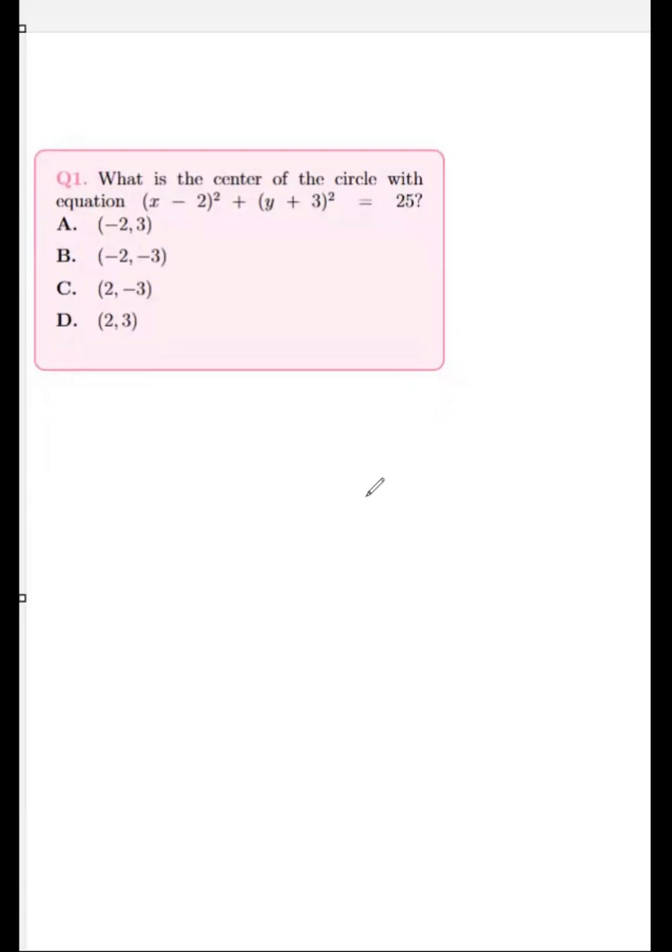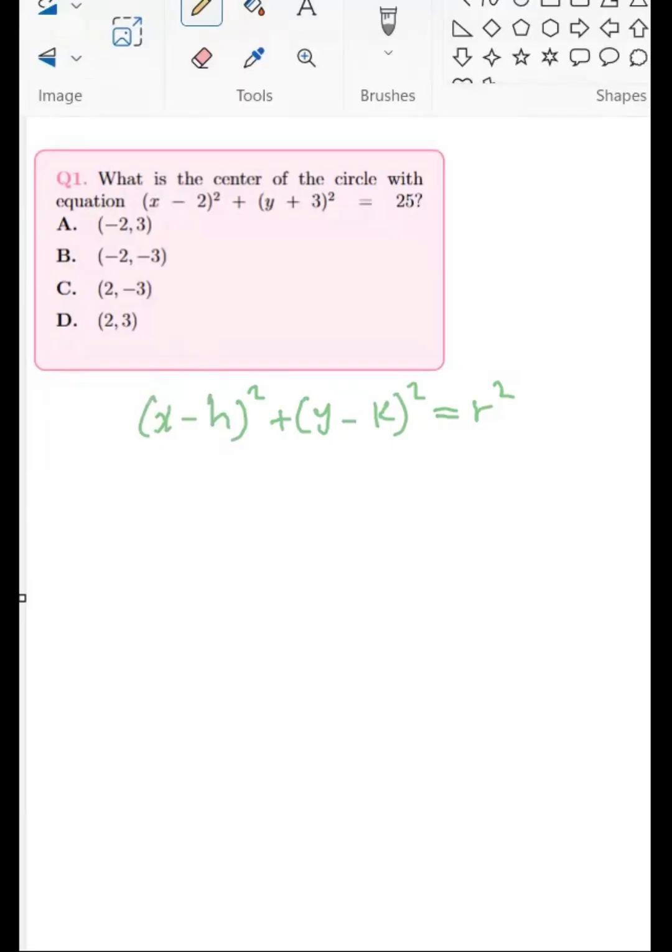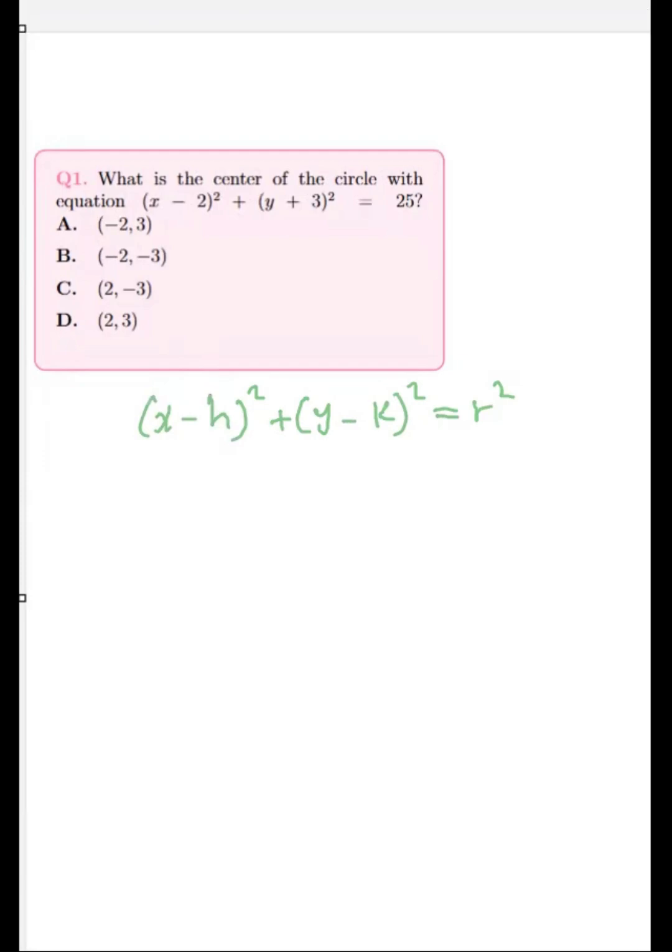When we talk about the lesson of the circle in the coordinate plane, we need to always remember the equation of the circle, which is written like this: (x minus h) squared plus (y minus k) squared is equal to r squared. That's the equation of the circle. If you want to get the radius or the center of the circle, we always need to use this equation, or replace the numbers in this equation. So we just compare the given equation with this formula.